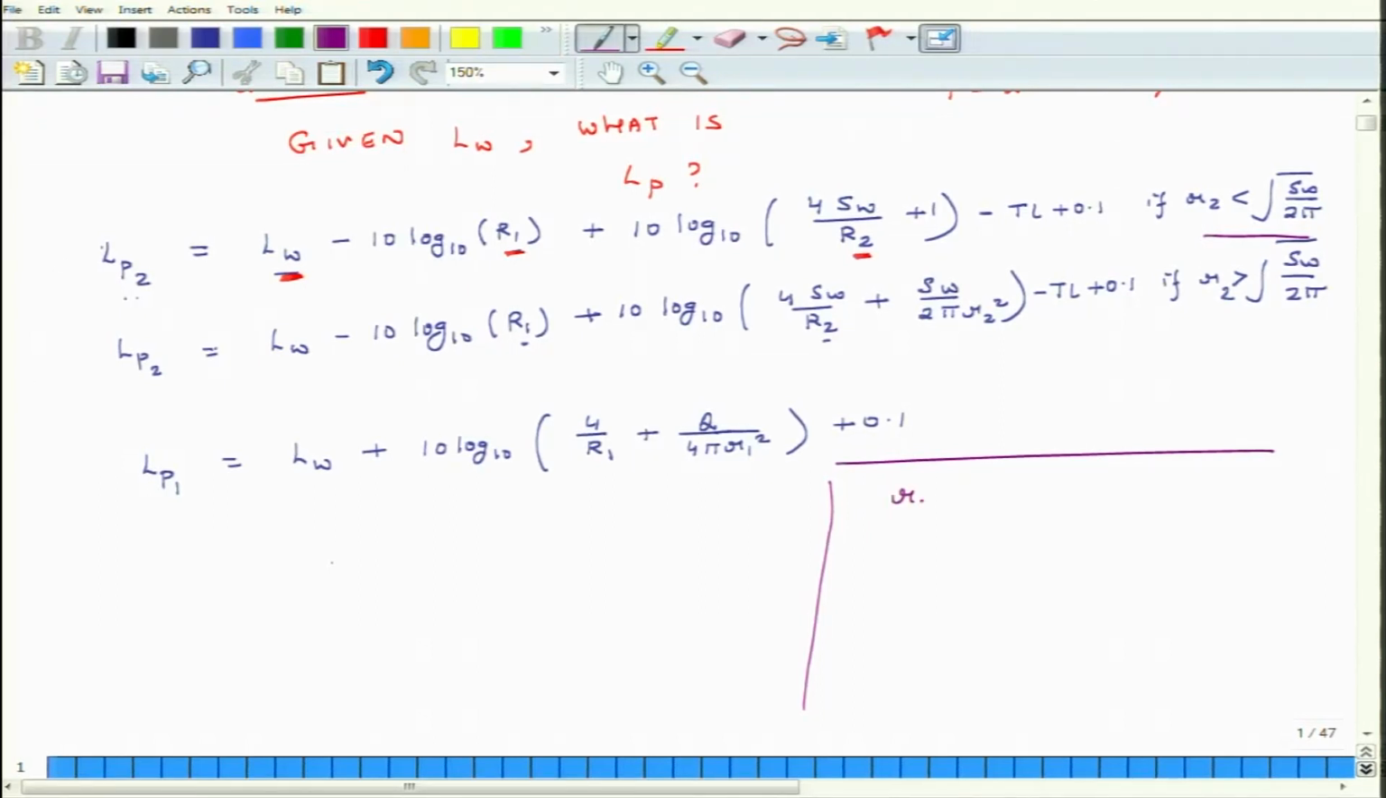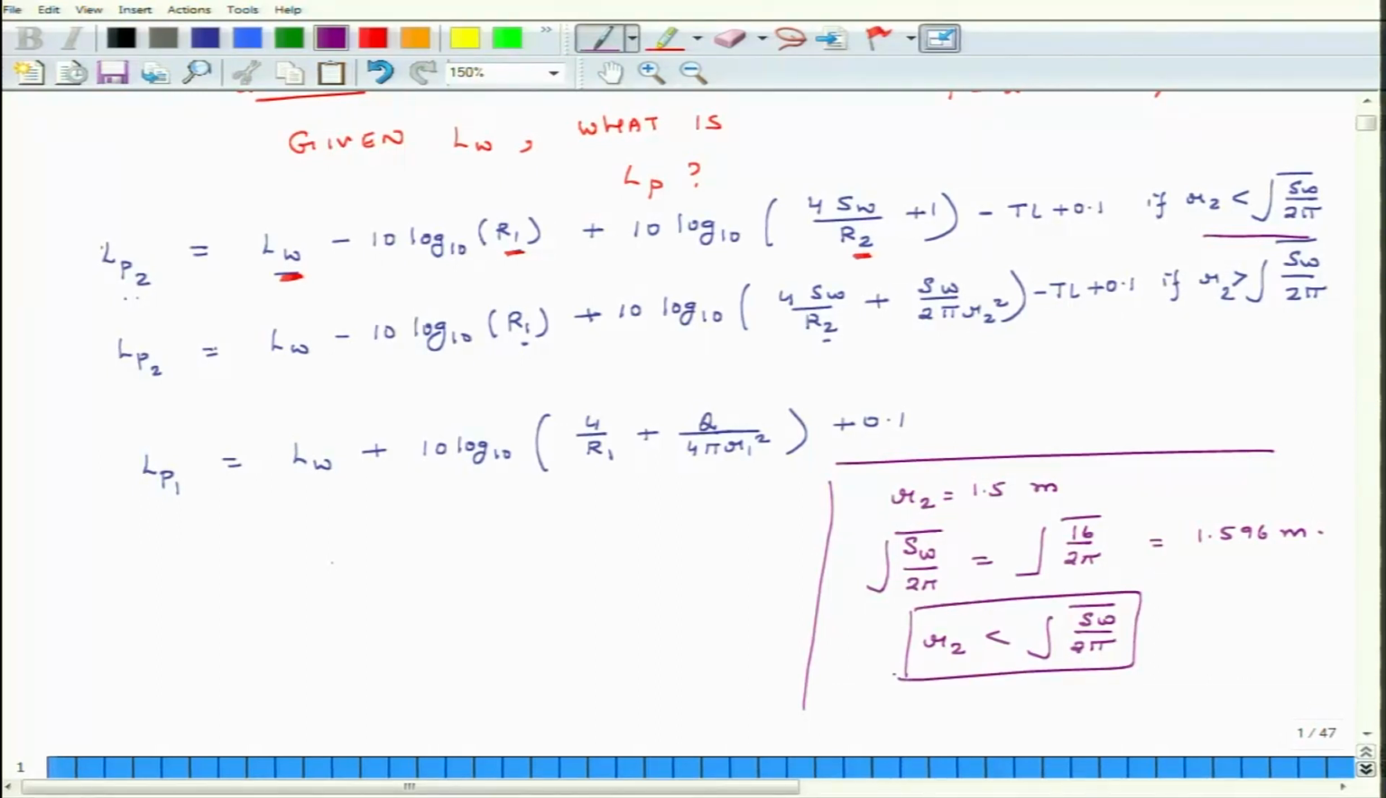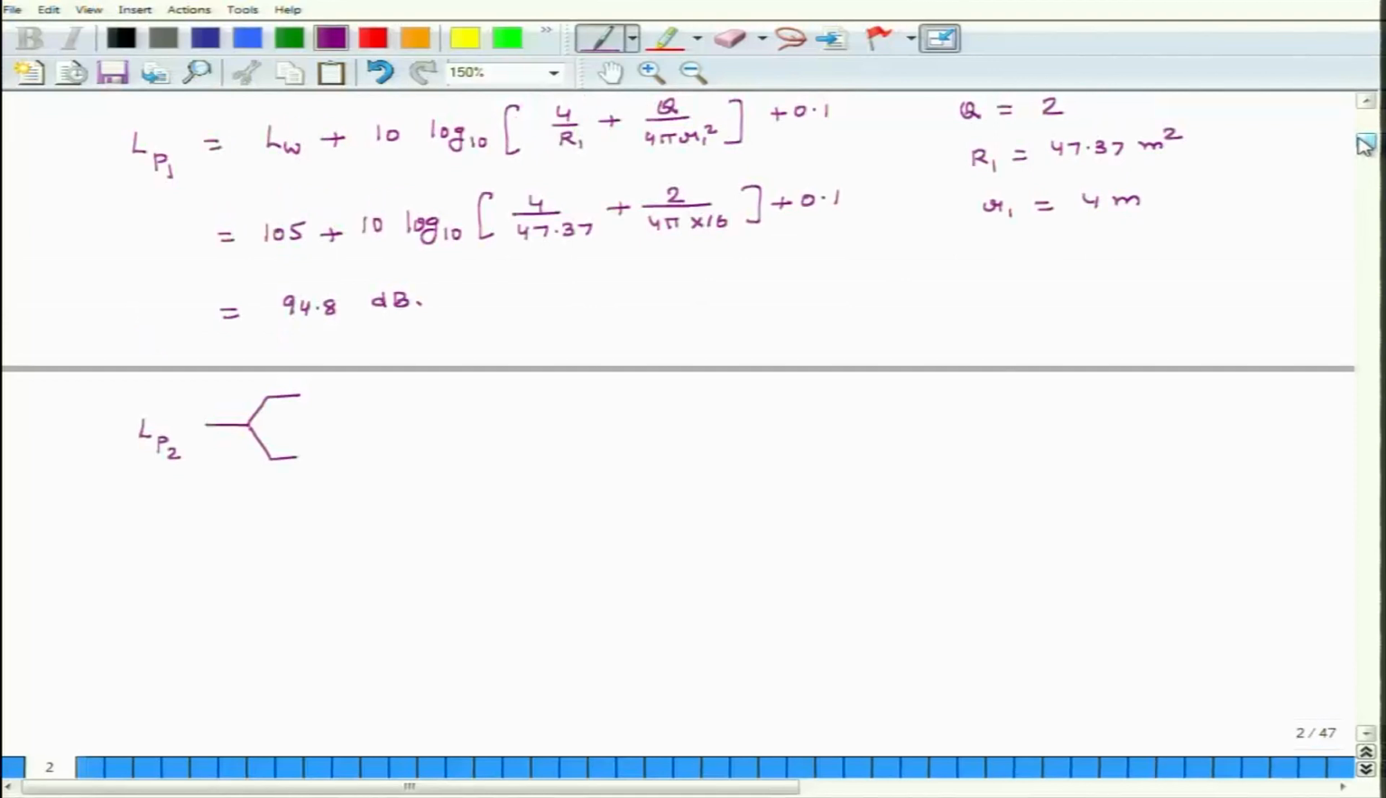So, R2 equals 1.5 meters and SW divided by 2 pi, where SW is the surface area of the wall. So, that is equal to 16 divided by 2 pi, and that is 1.596 meters. Okay. So, what does that tell us? That R2 is less than SW divided by 2 pi. Because that is the case, we will use the first equation.